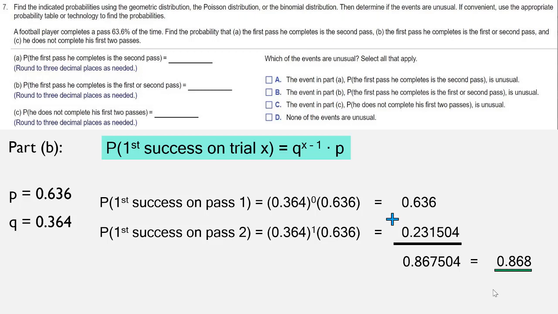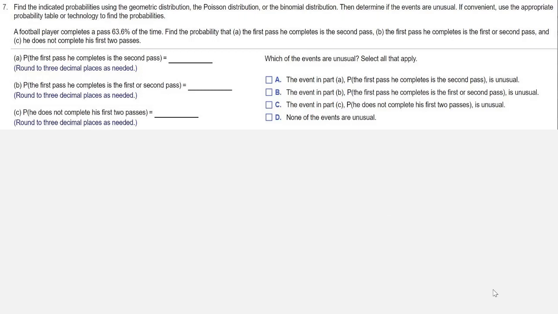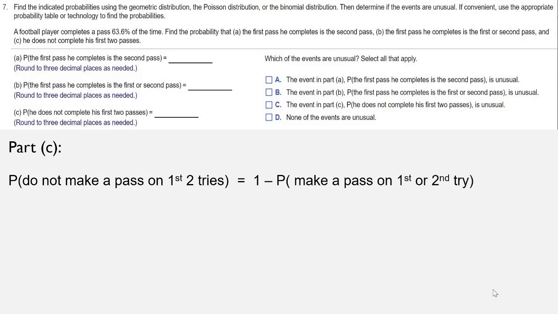In part C, what's the probability that he does not complete his first 2 passes? Well, we just got finished finding the probability that the first pass he completes is the first or second pass. So this is actually going to be a complement of what we just did in part B. It's 1 minus the probability that the quarterback makes a pass on the first or second try. So that's going to be 1 minus the 0.867504, which is 0.132496, rounded to 3 decimal places, is 0.132. And that's your answer to part C.